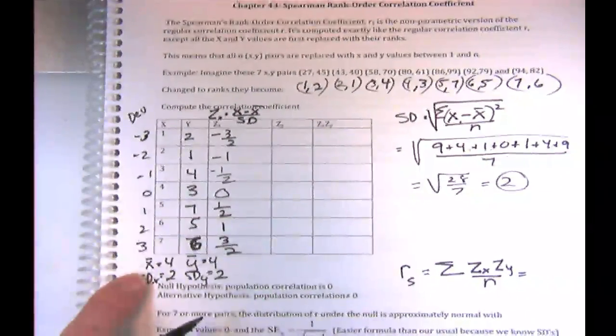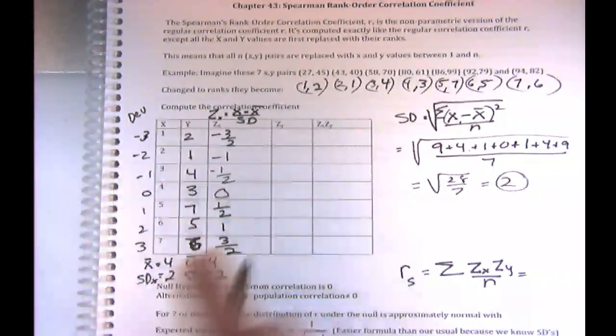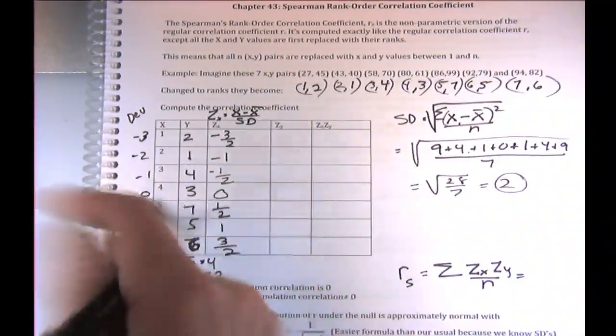And of course, they have to sum to 0 because these deviations sum to 0. These always sum to 0.